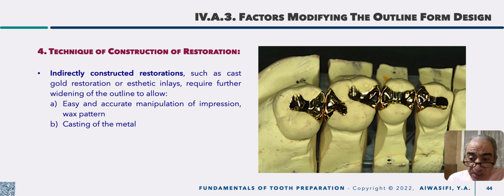But due to the technique involved, number one, impression materials: you need enough bulk to avoid tearing of the material. You are using a wax pattern, and wax is brittle. For the casting procedure, you cannot cast a very thin area, because back pressure porosity will take place. That's why you need to increase the outline form, to increase the mass of the wax pattern and casting, for ease and accurate manipulation of the impression and wax pattern, and for the casting of the material.